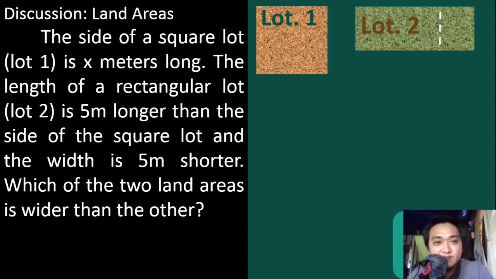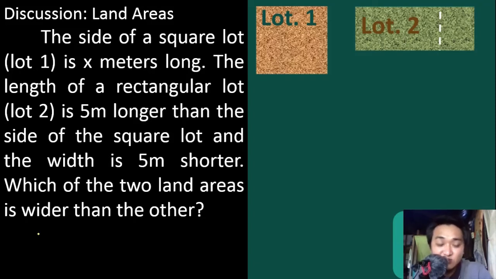So in this case, let me just read this to you. Our first word problem: the side of a square lot is x meters long. The length of a rectangular lot is 5 meters longer than the side of the square lot, and the width is 5 meters shorter. Which of the two land areas is wider than the other?